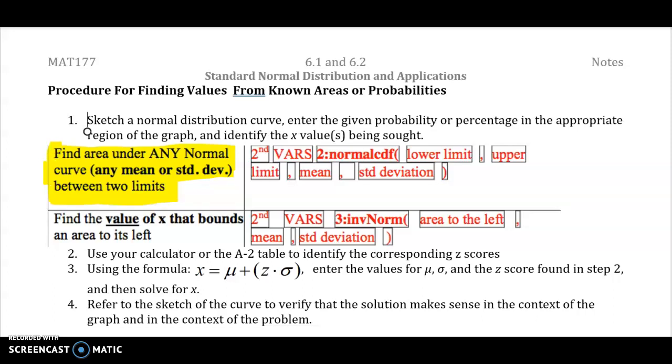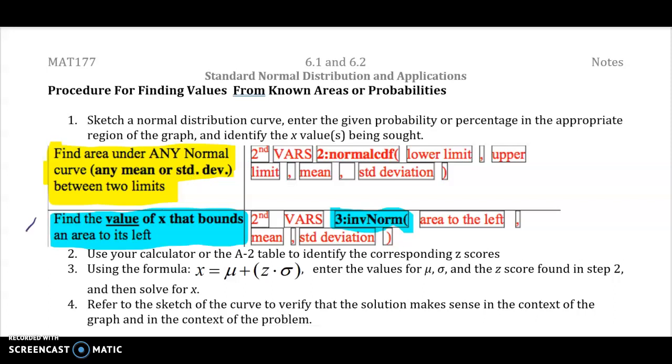But now we have a new skill. We are going to find the value of x that bounds an area to its left. So instead of knowing our x values, what we're going to know is the area. When you know an area and you want to find the corresponding x values, you use something called inverse norm. And we go to second vars to find that, and it's just the next item, number 3. What we need to know is the area to the left, the mean, and the standard deviation.